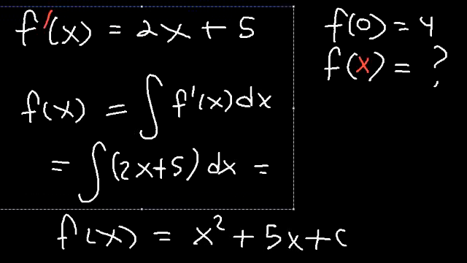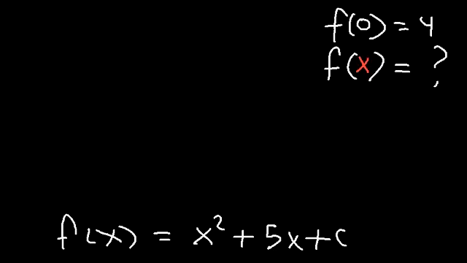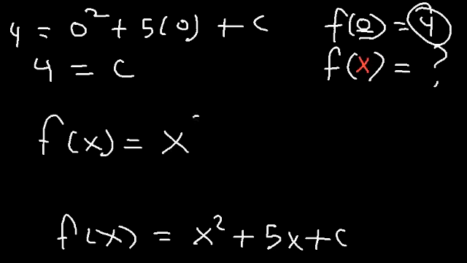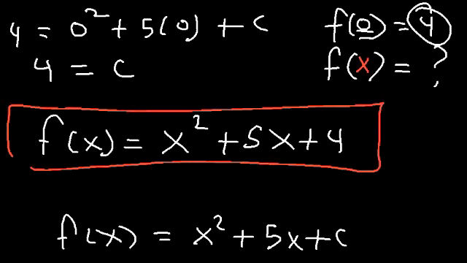So now our goal is to find the value of c. We're going to replace f of x with 4 and x with 0. So 4 is equal to 0 squared plus 5 times 0 plus c. So we can see that c is 4. Therefore f of x is x squared plus 5x plus 4. And so that's how you could find a function f of x given f prime and a point.